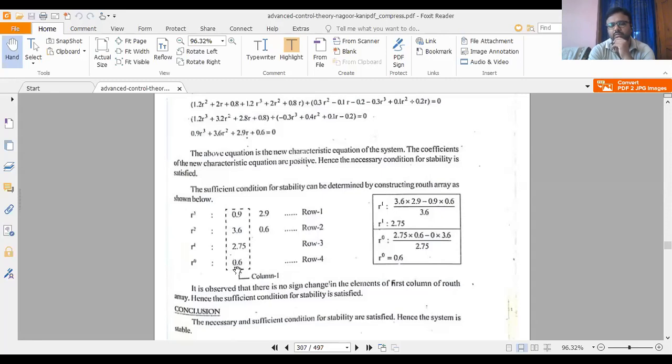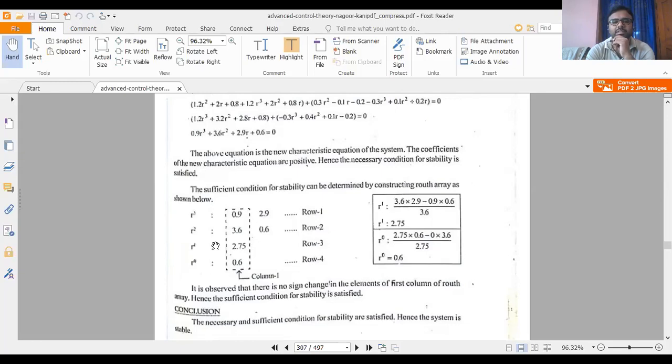In the R power 0 row, the first element is obtained with the calculation of (2.75 into 0.6 minus 3.6 into 0) divided by 2.75. Here is the calculation part. The first element in the R power 0 row is 0.6. So this is the formation of the RH criteria table.